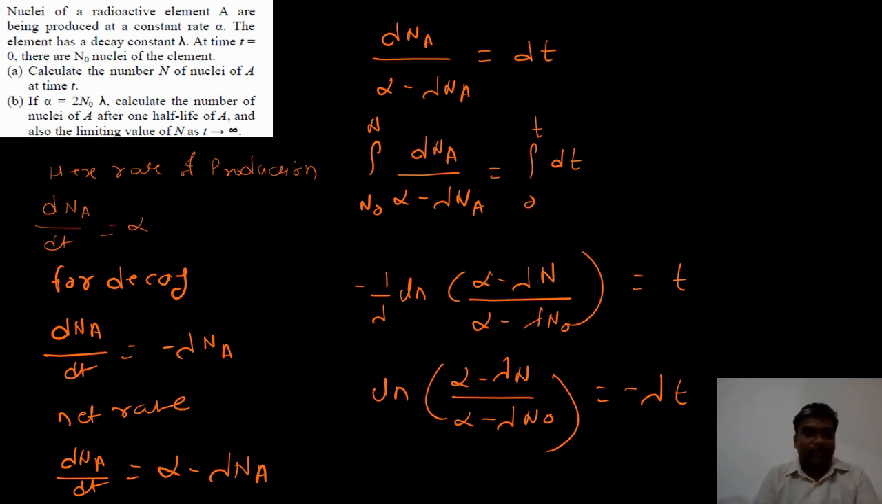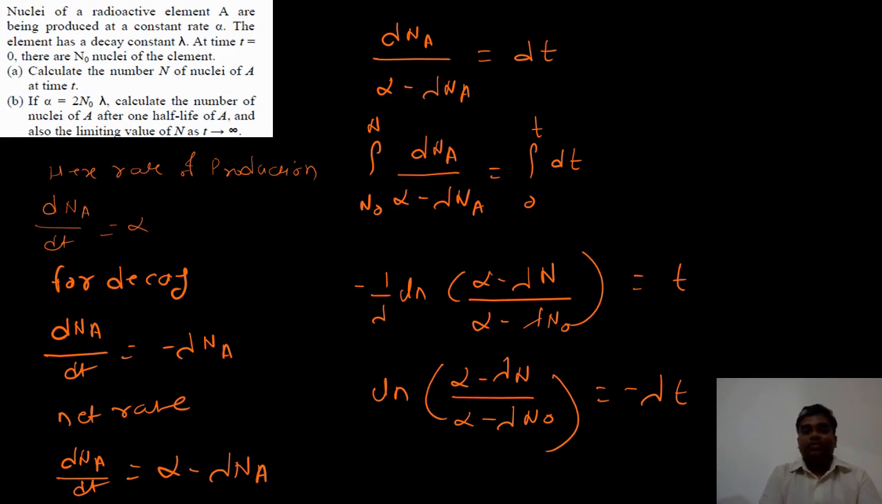Now, the rate of production is dN_A/dt equal to alpha. The rate of decay is dN_A/dt equal to minus lambda N_A. This is the radioactivity law. Once we combine both, we get the net or effective rate dN_A/dt equal to alpha minus lambda N_A. To solve this, we first arrange similar terms on one side: dN_A/(alpha minus lambda N_A) equal to dt.